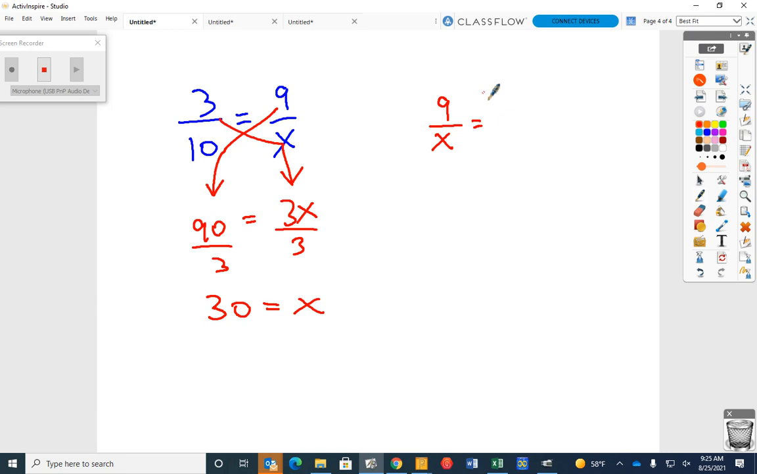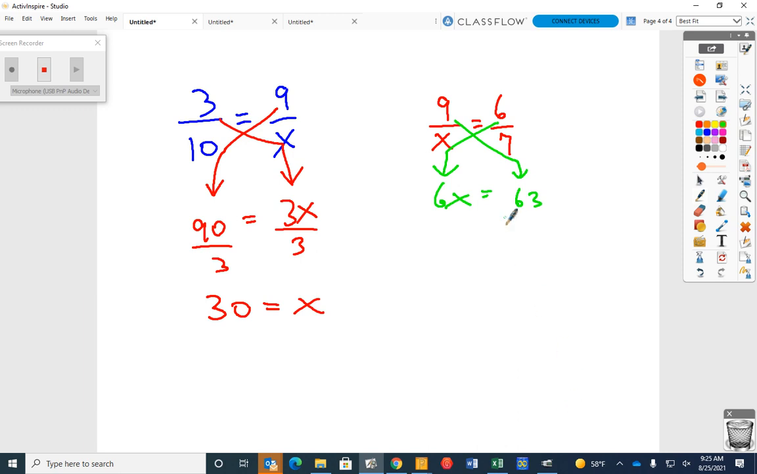9 over x equals 6 over 7. Now, this one is a little bit harder to do in our heads because we can't multiply 6 times anything to get 9, can we? No. So we're going to find our cross products. What is 6 times 7? Everybody, 6x, right? I'm sorry, did I say 6 times 7? My bad. 6 times x. 6x. What is 9 times 7? 63.